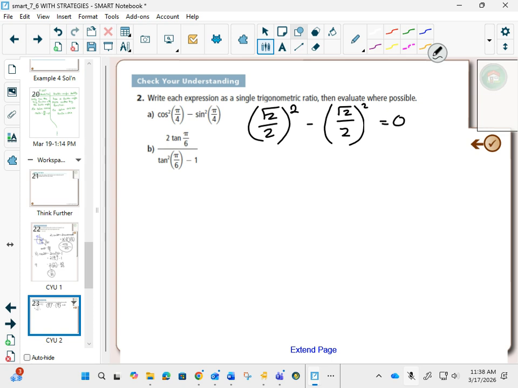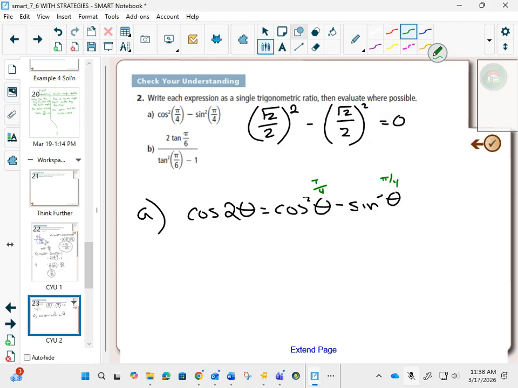I don't think I would recommend using an identity for this one at all because this is too easy to do directly. What did they want us to do in A? They wanted us to recognize this formula. You have a cos squared theta plus sine squared theta is 1. Now you have a cos squared theta minus sine squared theta is cos 2 theta. So what they wanted you to do is say, hey, this is the right side of this formula. But instead of theta, I have pi over 4.